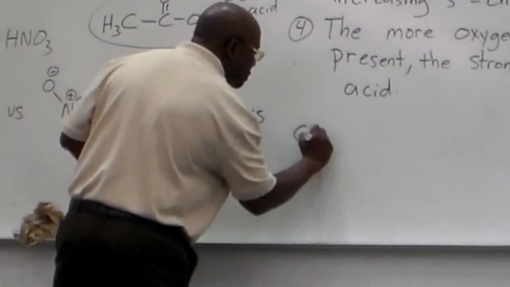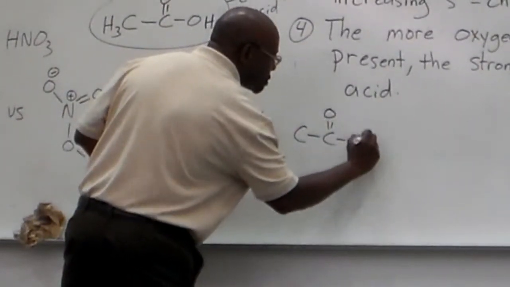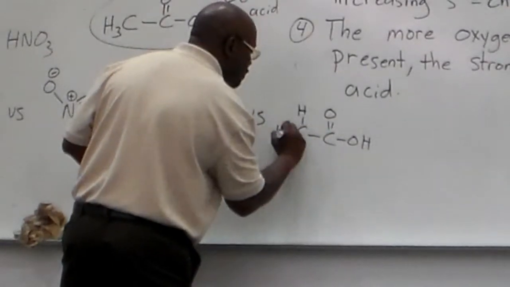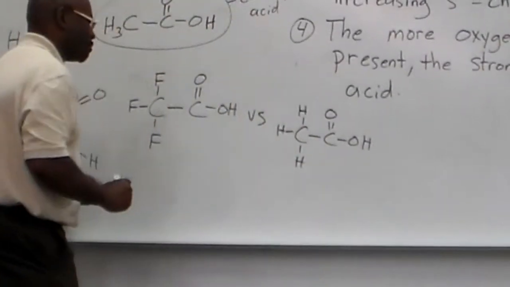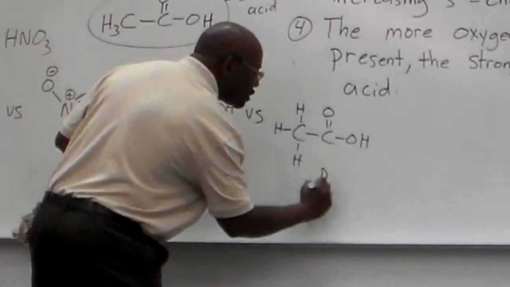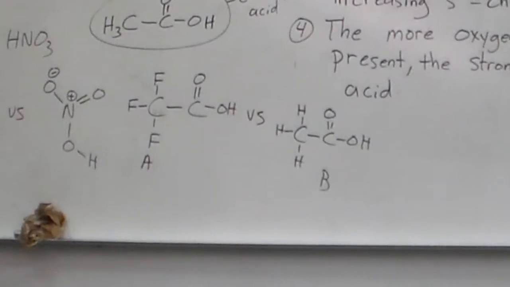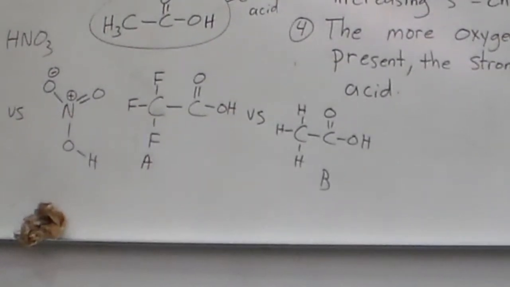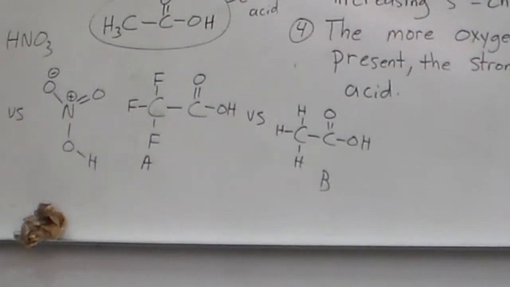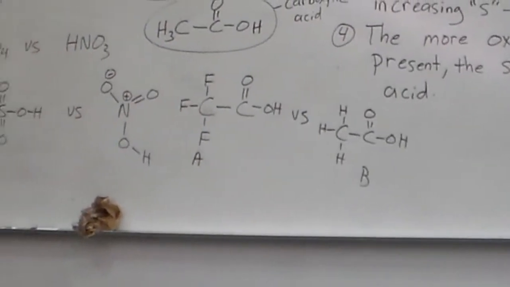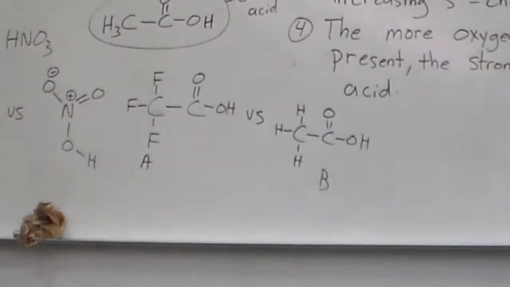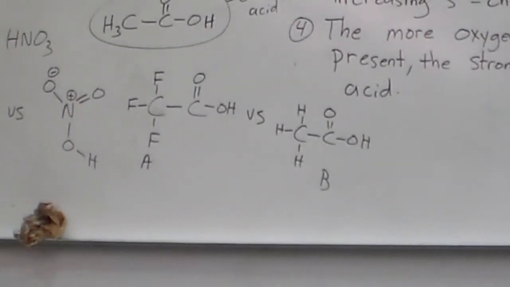Versus. A. B. Which one's the stronger acid between molecule A and molecule B? B. Now remember, all the rules we did so far could not distinguish between molecule A and molecule B. Can you notice a little difference between molecule A and molecule B? What do you notice different?